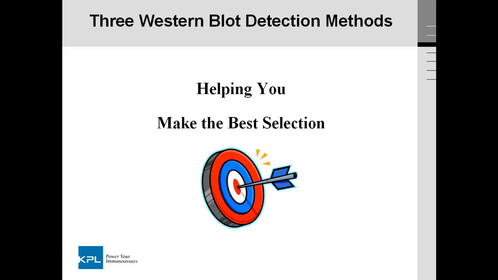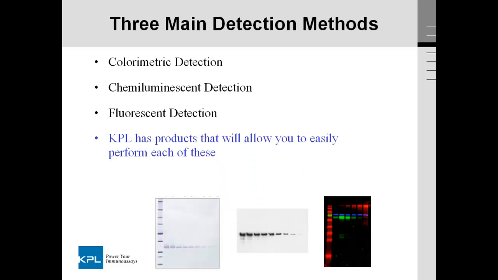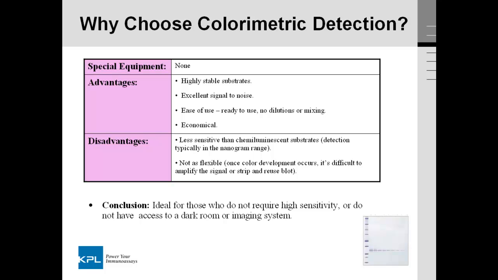We will now discuss 3 different Western blot detection methods and how we can help you make the best selection for your Western blot. The 3 main detection methods for Western blotting include the following: colorimetric detection, which utilizes color, chemiluminescent detection, which utilizes light, and fluorescent detection, and KPL has products that will allow you to easily perform each of these. The first technique we will discuss is colorimetric detection.